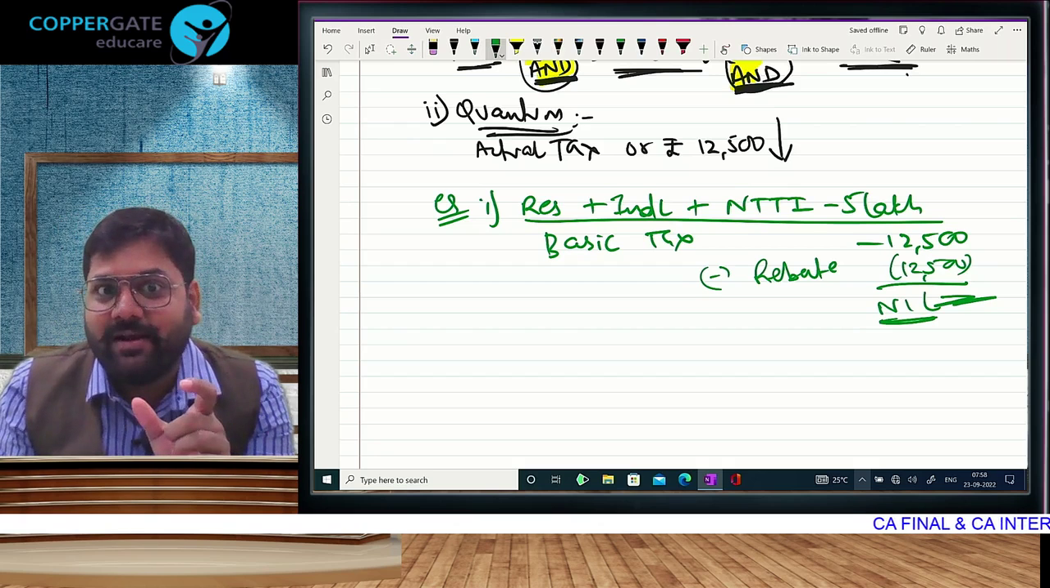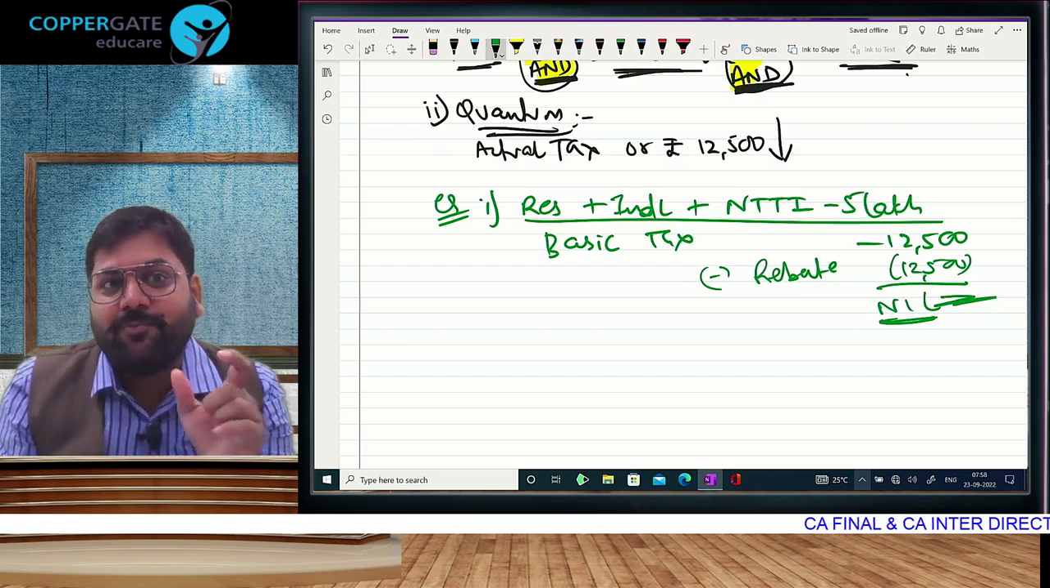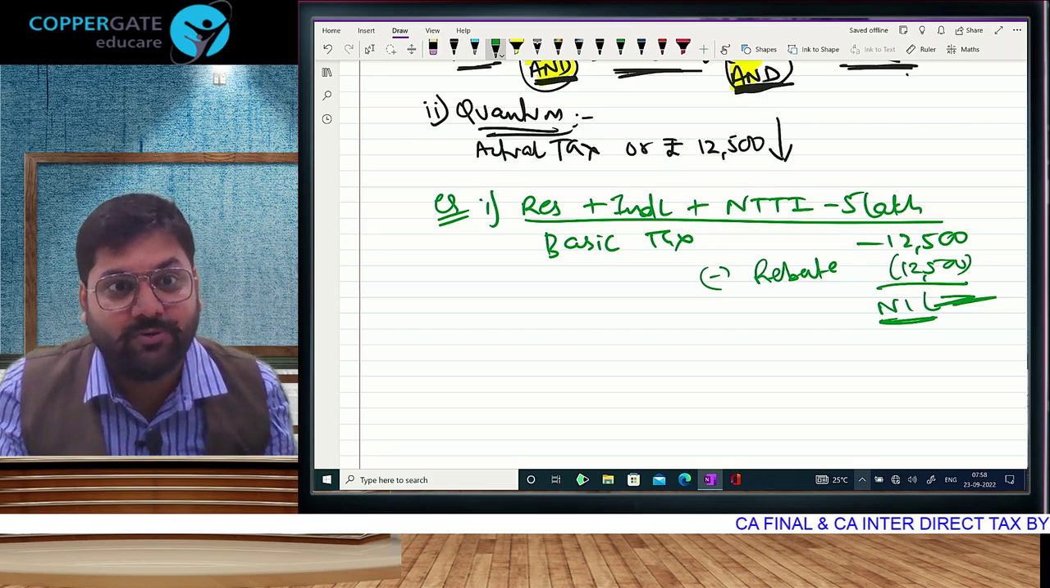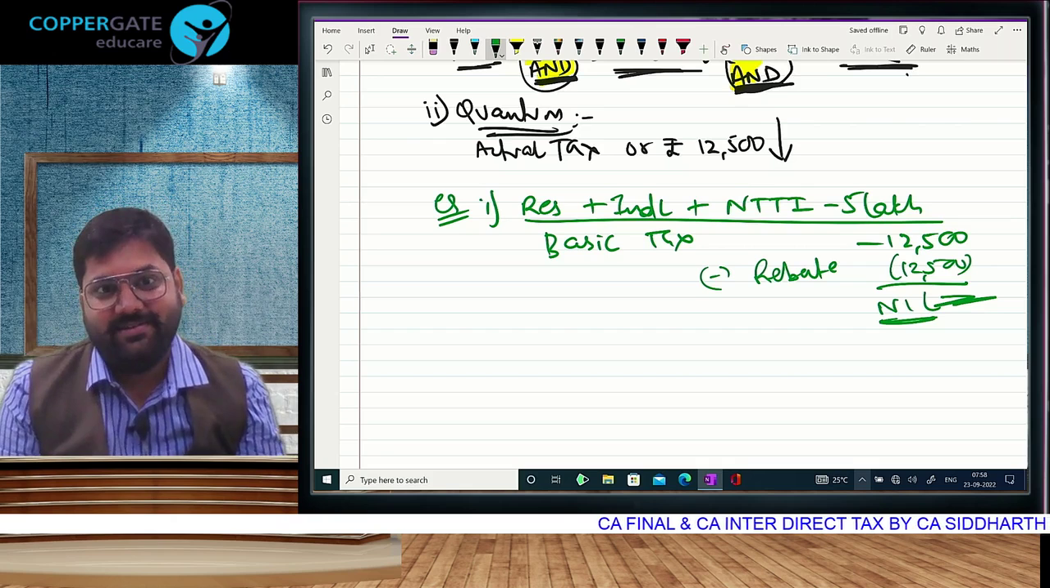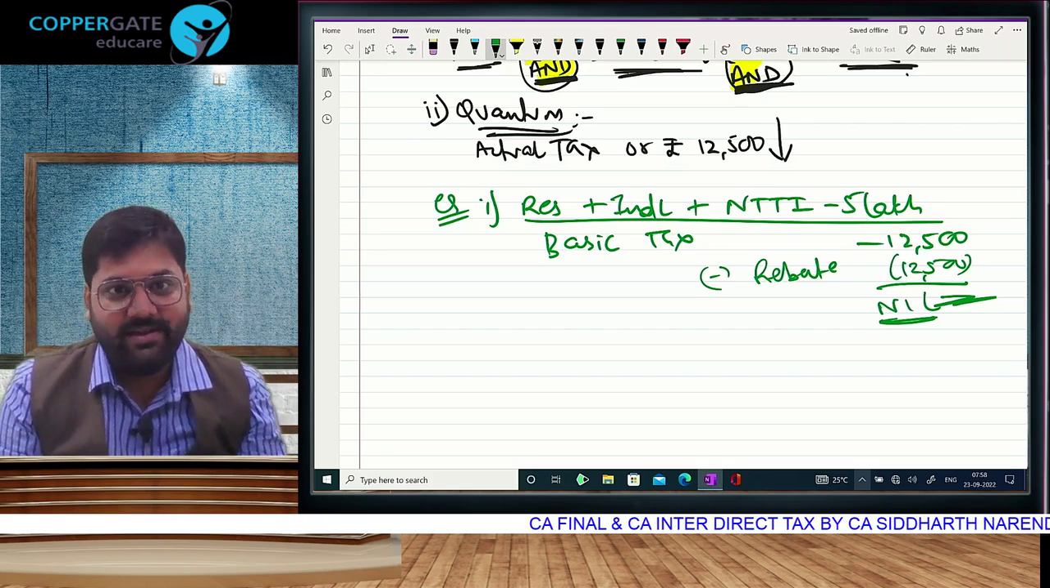But look at the statement. You don't have to pay tax till income of 5 lakh is what Piyush Goyal sir said. But after 5 lakh, what you have to do, he did not say. You know why? What will happen?